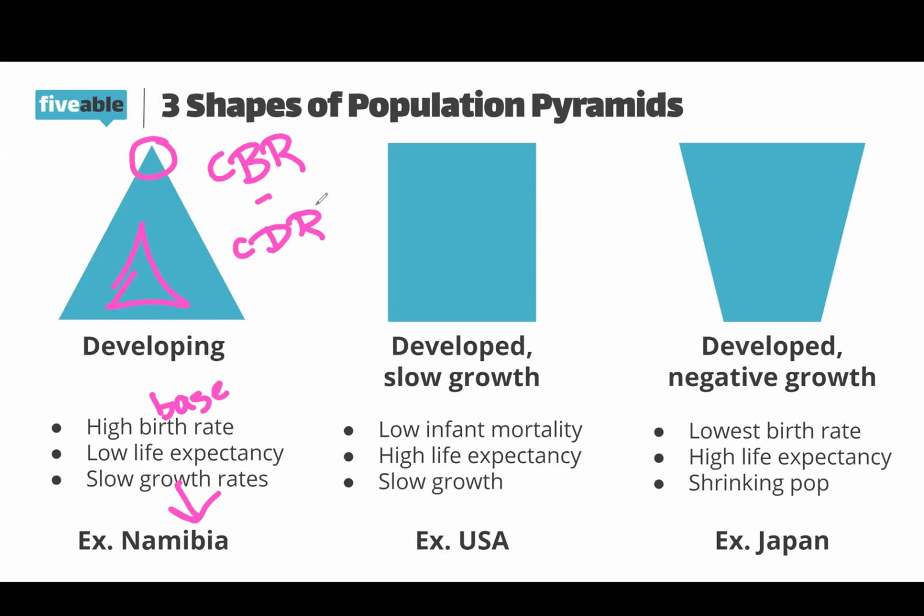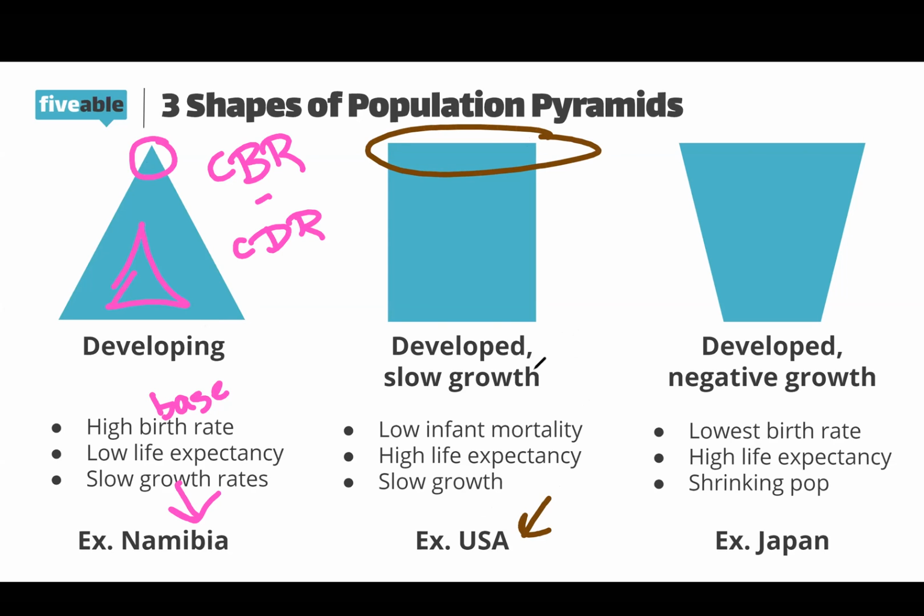So developed and slow growth. So this color I'm going to switch to brown. So this is like the USA. So slow growth still. High life expectancy though, because we have a pretty big top here. And low infant mortality. And that's because it's a developed country, so we have lots of health care.